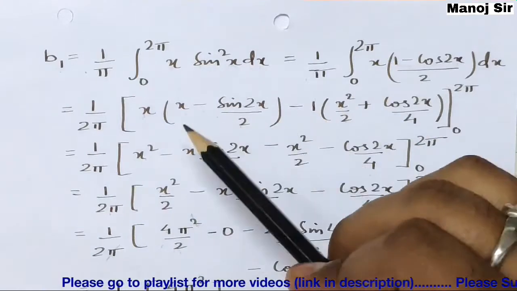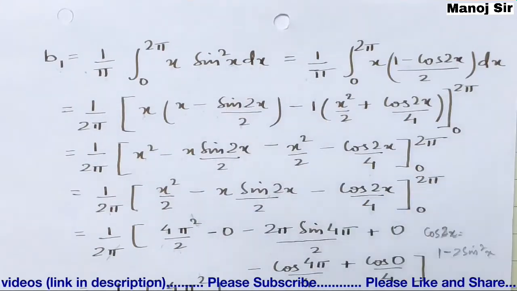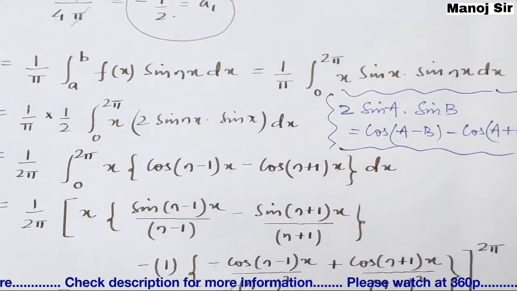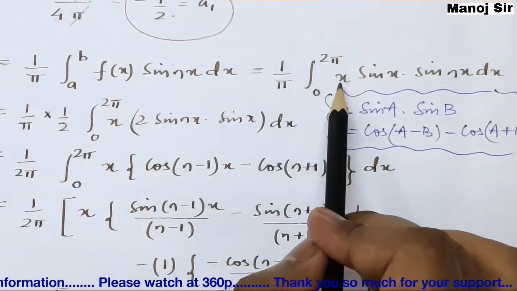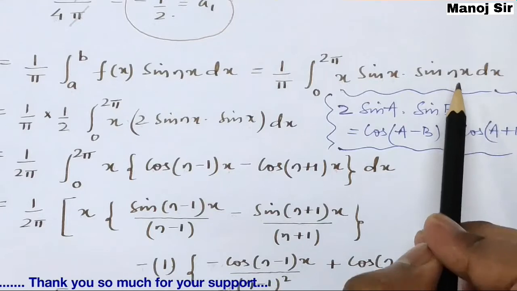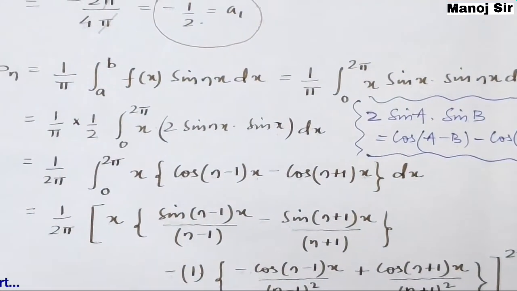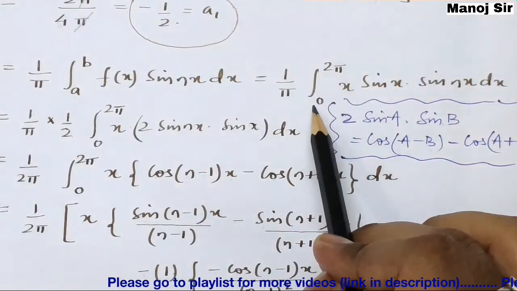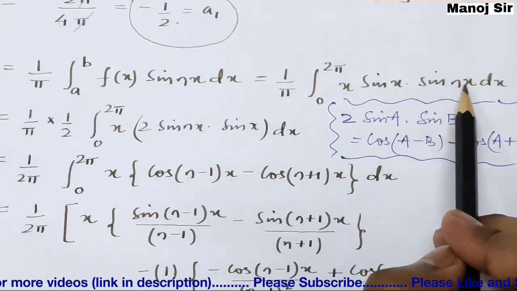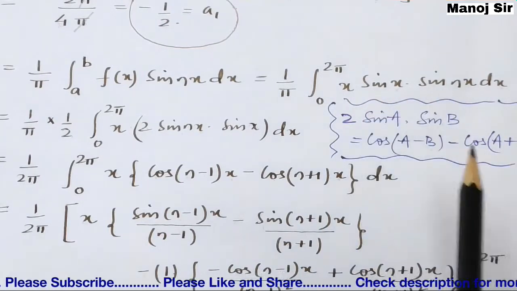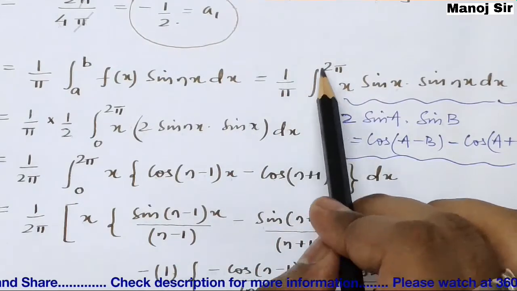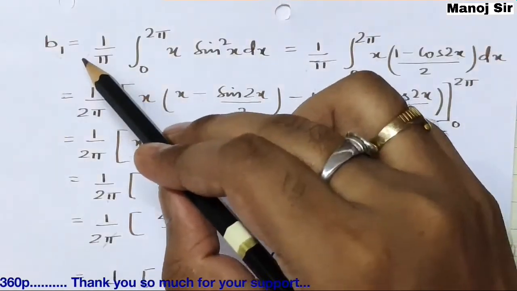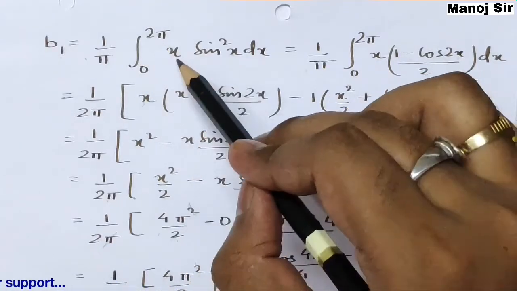Now we will find what is b1. If you put n equals 1 in this bn, what is bn? It is 1 upon pi integration 0 to 2 pi x into sine nx dx. Putting n equals 1, we are finding b1, and this becomes 1 upon pi integration 0 to 2 pi x into sine x dx. Sine x into sine x will become sine square x, so b1 is going to be 1 upon pi integration 0 to 2 pi x sine square x dx.